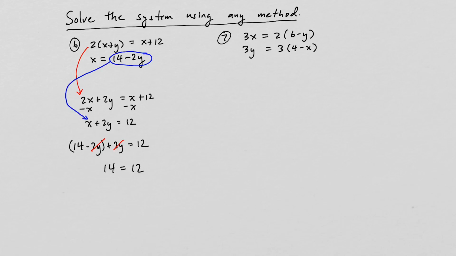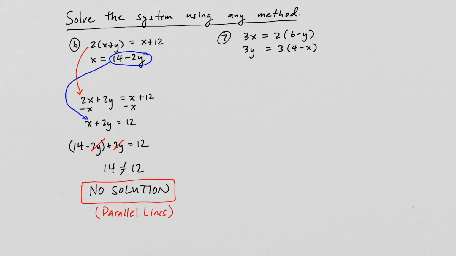Notice that your variable completely canceled. There's nothing to solve for. And notice that this is a false statement. 14 is in fact not the same as 12. And this is indicating that this system has no solution. And graphically, what that means is that you have parallel lines. But again, we don't need to really be concerned too much about the graph. It's just the simple fact that algebraically this has no solution.